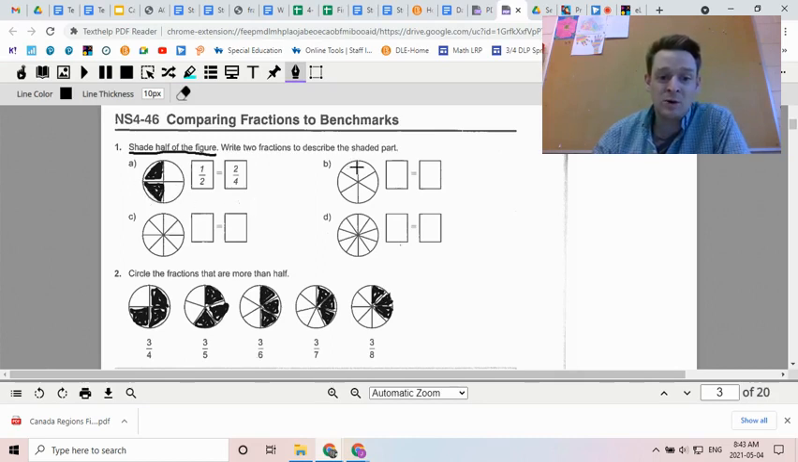So if we look at the next one, we're going to shade half of this shape. So I'm going to shade 1, 2, 3 out of 6. And I could write 1/2 is equal to 3 over 6. Okay, that's the idea for that page, or for that question.